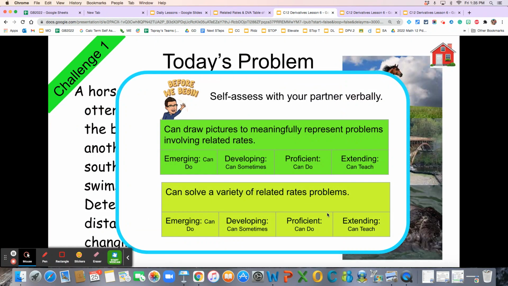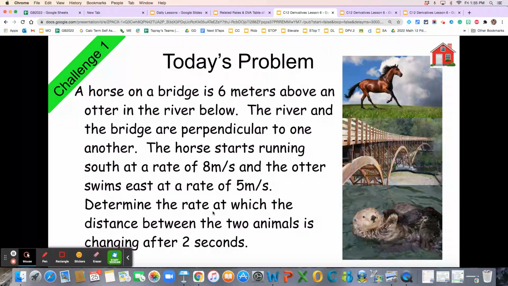So here's today's challenge, and it is really a tricky one. A horse on a bridge is 6 meters above an otter in the river below. The river and the bridge are perpendicular to one another. The horse starts running south at a rate of 8 meters per second, and the otter swims east at a rate of 5 meters per second. Determine the rate at which the distance between the two animals is changing.